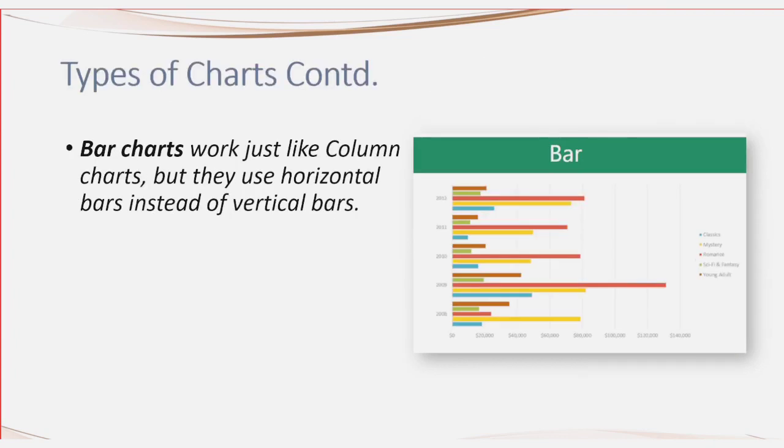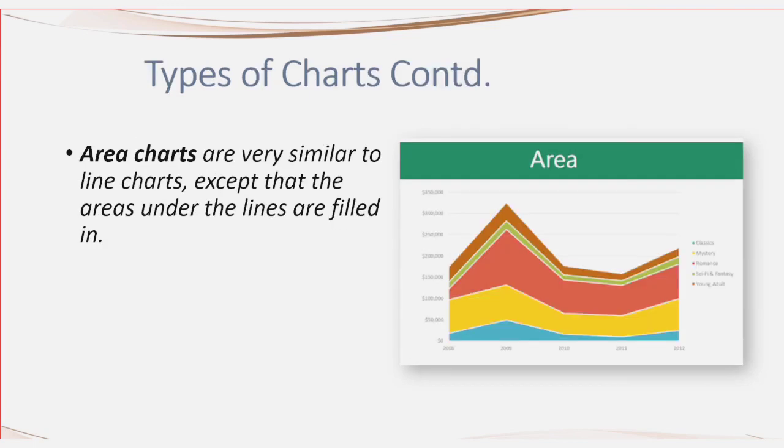Next, bar chart. Bar charts and column charts are the same, only that their positioning is different. It works like a column chart, but they use horizontal bars instead of vertical. Then we have area charts. Area charts are very similar to line charts, except that the areas under the lines are filled in.